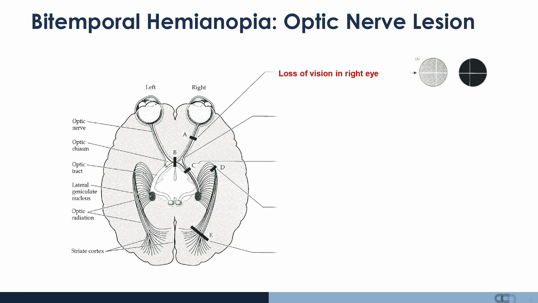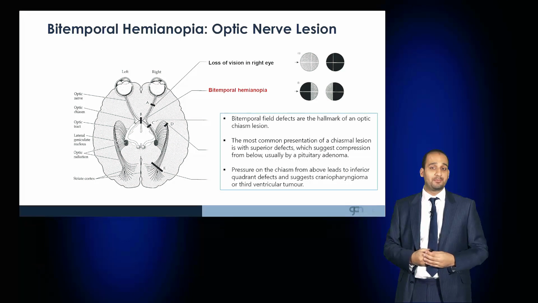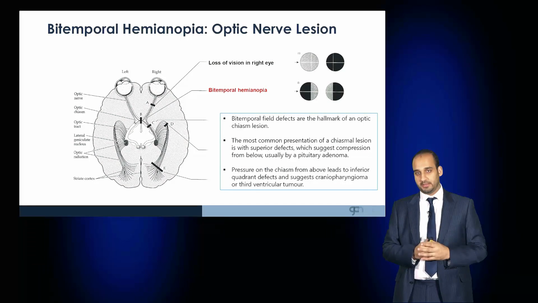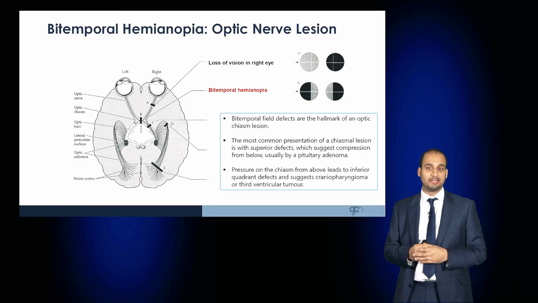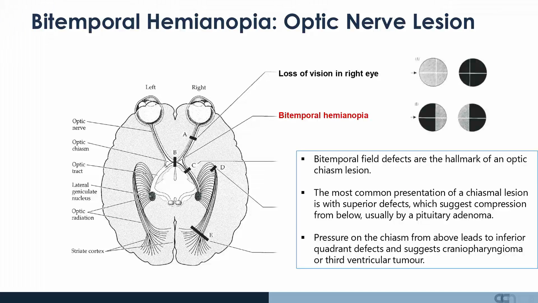If, however, the defect is at point B, the optic chiasm, where you have the decussation of the nasal fibers, which correspond to the temporal visual fields, then the patient will present with a bitemporal hemianopia. And bitemporal field defects are a hallmark of an optic chiasm lesion. The most common presentation of a chiasmal lesion is with superior defects, and that's usually due to compression from below the optic chiasm, usually from a pituitary adenoma. Pressure from above the optic chiasm leads to inferior defects, suggestive of a craniopharyngioma or a third ventricle tumor.